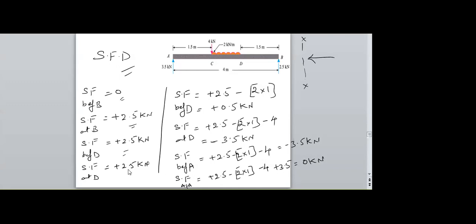So before D, at D it is the same 2.5. Before D also will be the same. So before D and at D, this is before C.